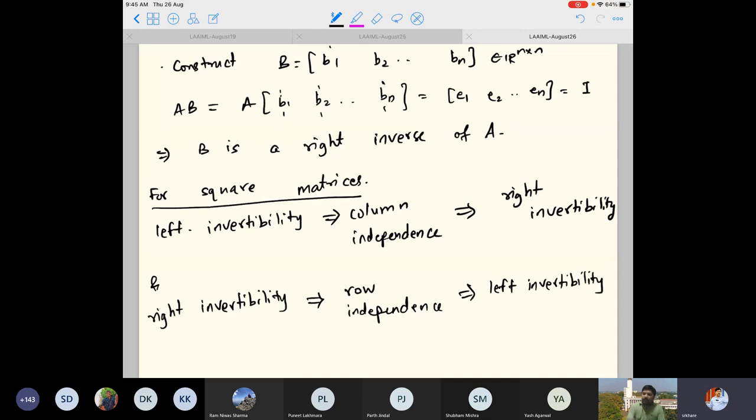So all these concepts are actually equivalent, right? Because we are completing the chain, right? Invertibility will actually imply row independence. It will imply left invertibility, which will tell column independence. So all these four concepts are actually equivalent in case of square matrices. What are the four concepts? The four concepts of right invertibility, left invertibility, row independence, and column independence. All these four concepts are actually equivalent. That's what we will say in case of square matrices.